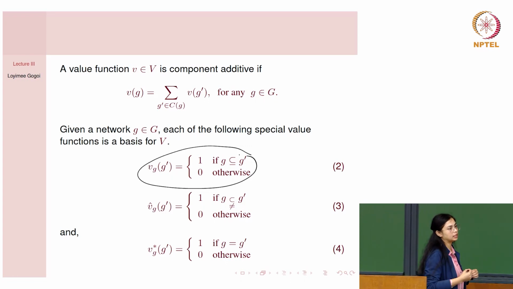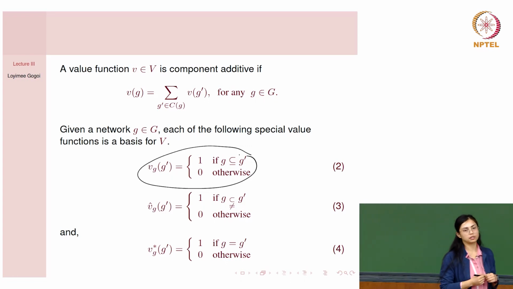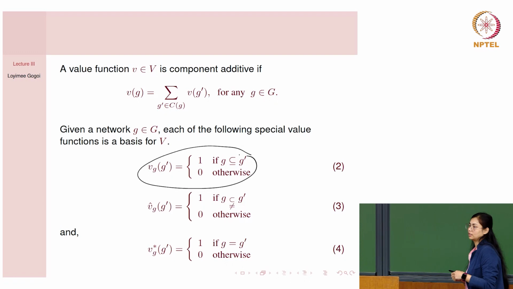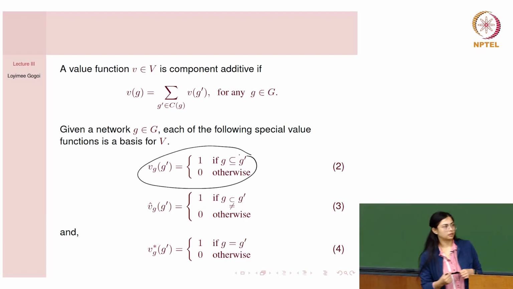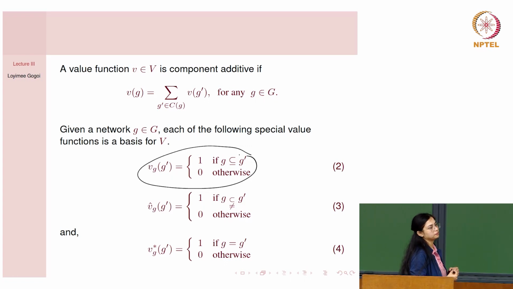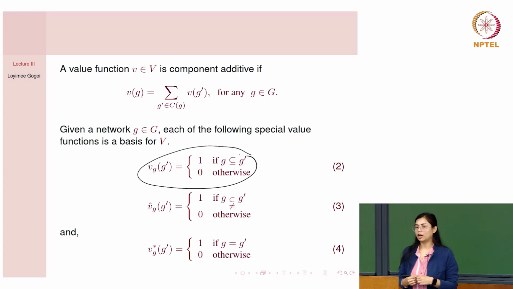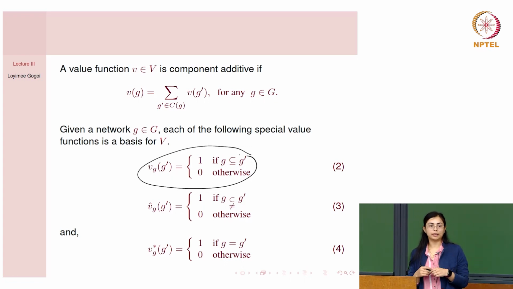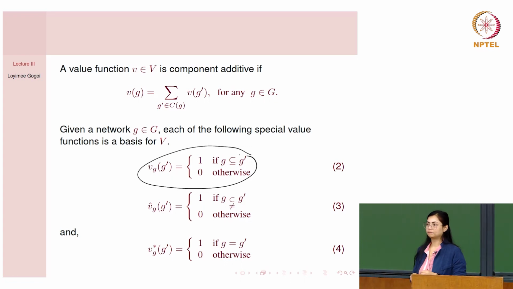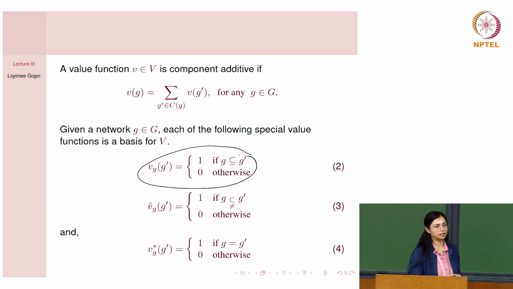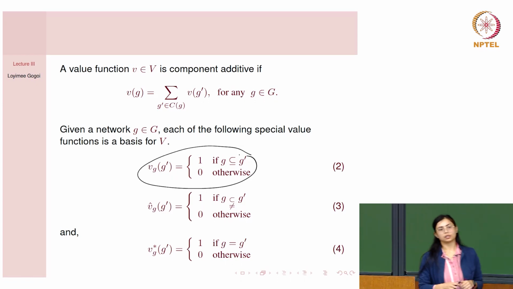Both when the value function is component additive and when it is not component additive, in both cases, what do you think? What would be the dimension, for n fixed? So what is the possible number of graphs we can have on n? It is 2 to the power n choose 2, minus 1. So that is the total number of graphs.